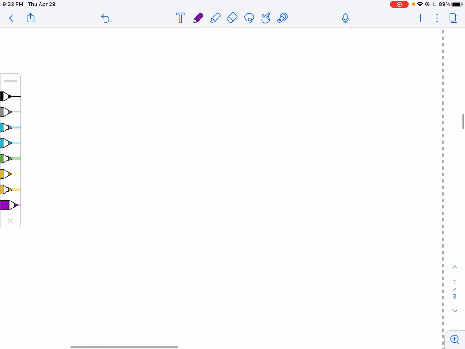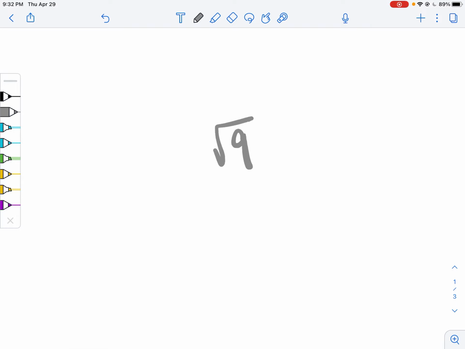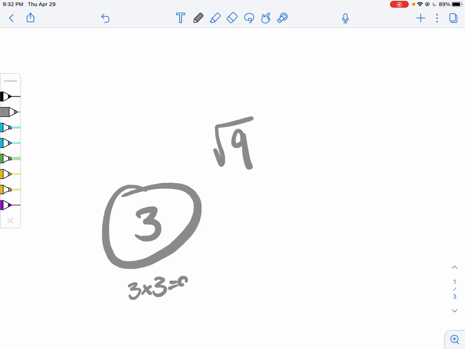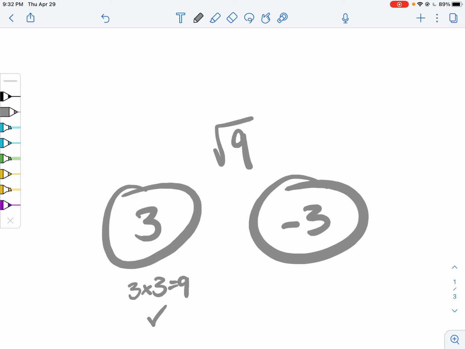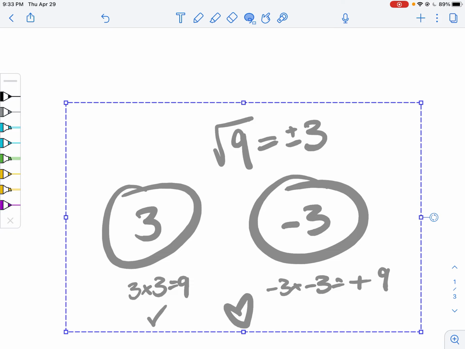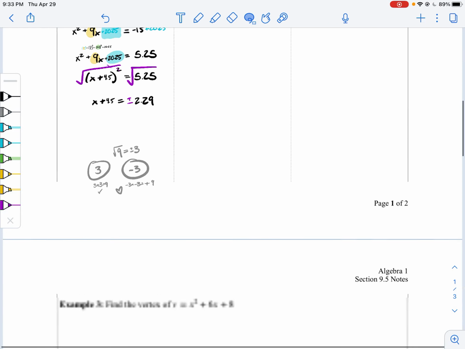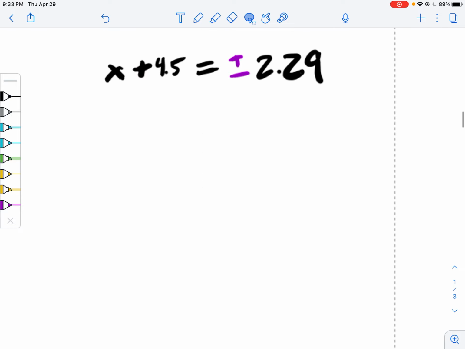Why does this make sense? I'll show you a simpler example. Guys, what's the square root of 9? Well, it's 3, because 3 times 3 is 9. Surprise, it's also negative 3, because negative 3 times negative 3, a negative times a negative, gives us a positive 9. So the square root of 9 is positive 3, but it's also negative 3. So plus or minus 3. Okay, sweet.